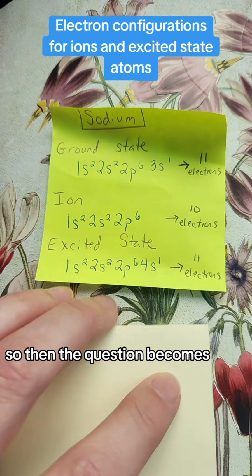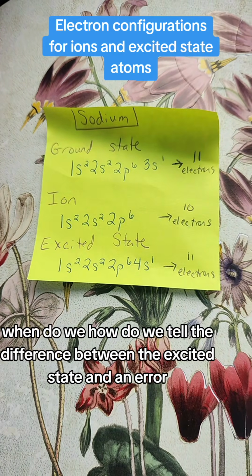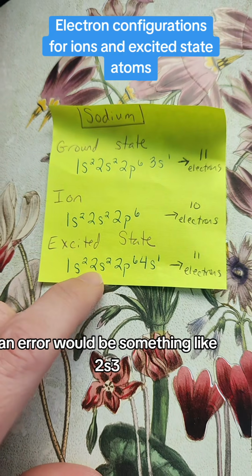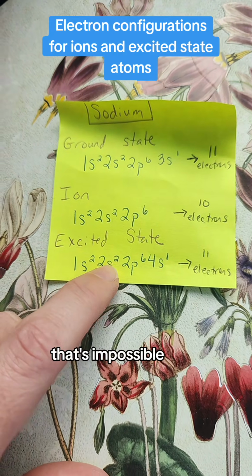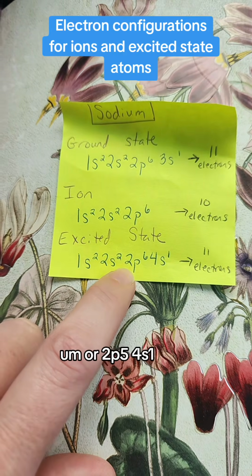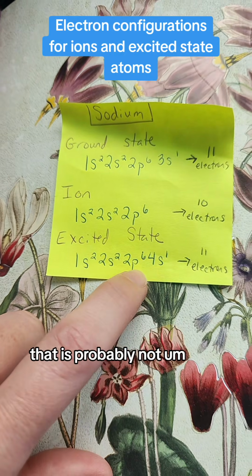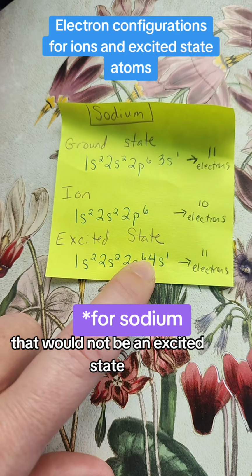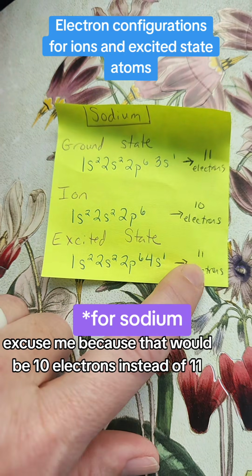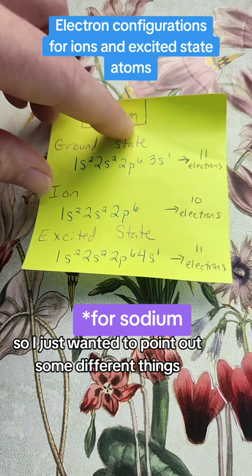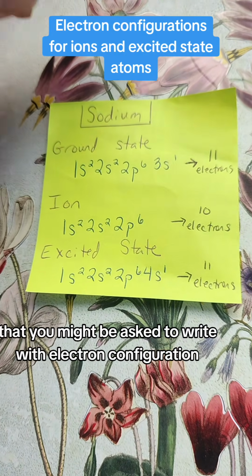So then the question becomes, how do we tell the difference between the excited state and an error? An error would be something like 2s3. That's impossible. Or 2p5, 4s1. That would not be an excited state, because that would be 10 electrons instead of 11. So I just wanted to point out some different things that you might be asked to write with electron configuration.